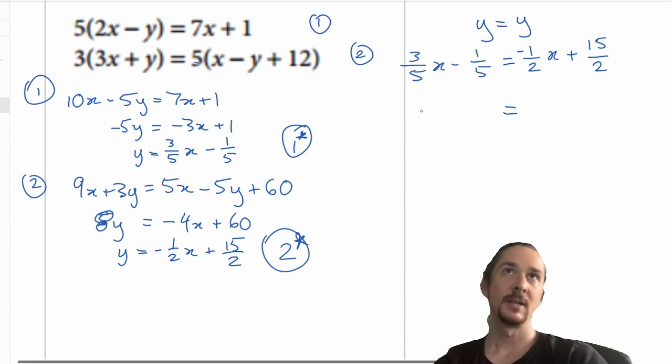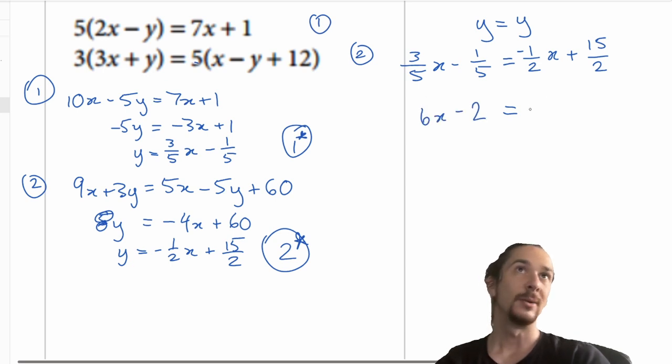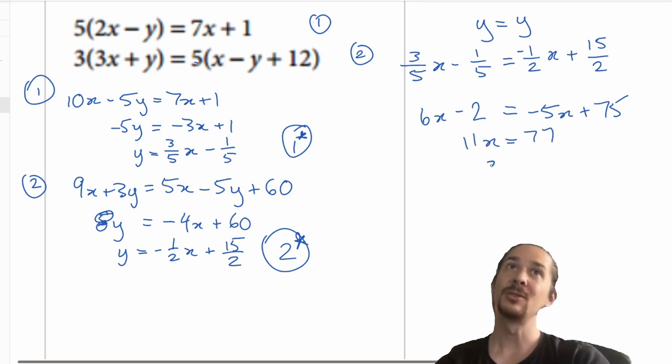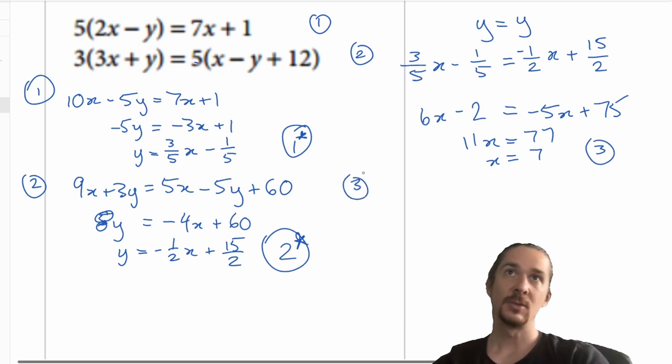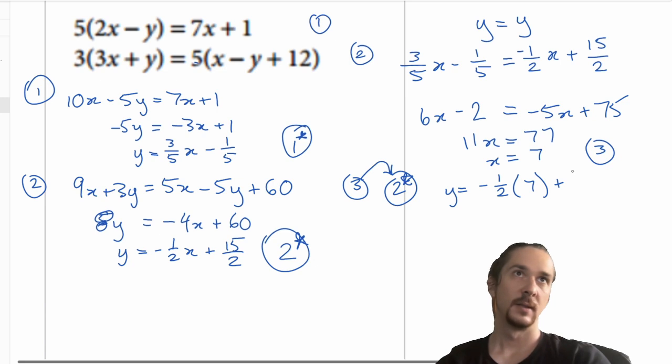So multiplying both sides by 10, we're going to get 6x minus 2 equals negative 5x plus 75, which means 11x equals 77, and this looks way more promising. x equals 7. So that can be our equation 3. Let's substitute 3 into, doesn't really matter, does it? I'm going to go with 2 star. So we have y equals negative 1 over 2 of 7 plus 15 over 2, which will become 8 over 2, or 4.